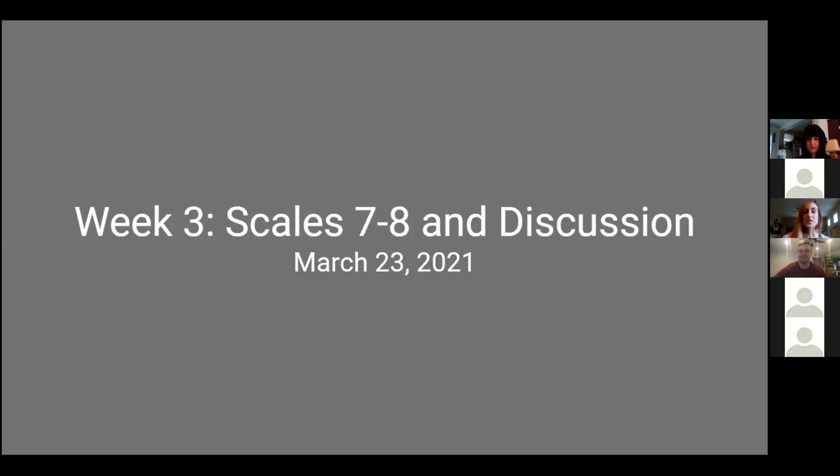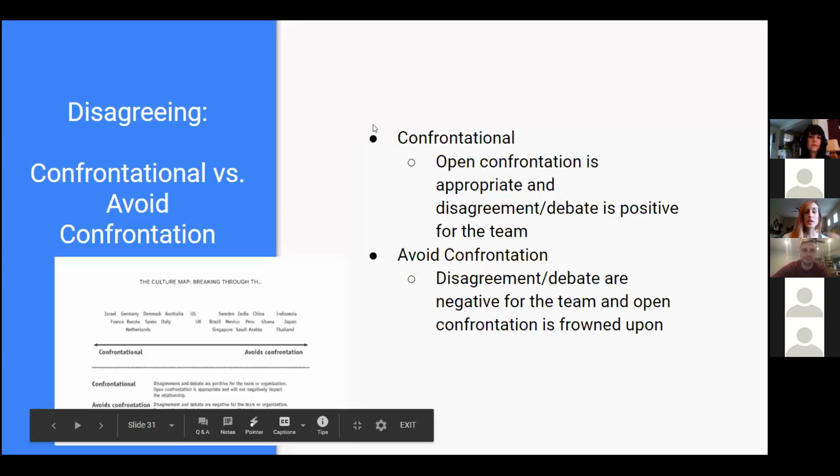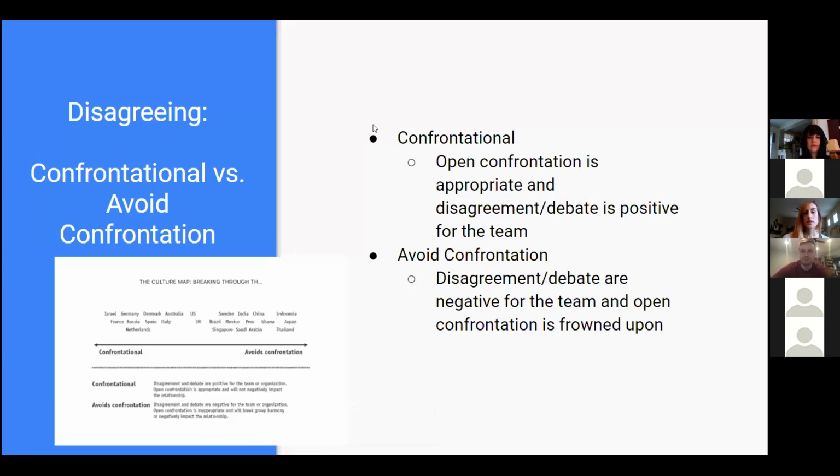But with that, we're going to jump into scales 7 and 8 from the Culture Map book to wrap up all 8 of the scales. We'll have some time for discussion as a group, and then some final thoughts at the end to take away from this. So we'll get started then with scale 7. And this relates to disagreeing.